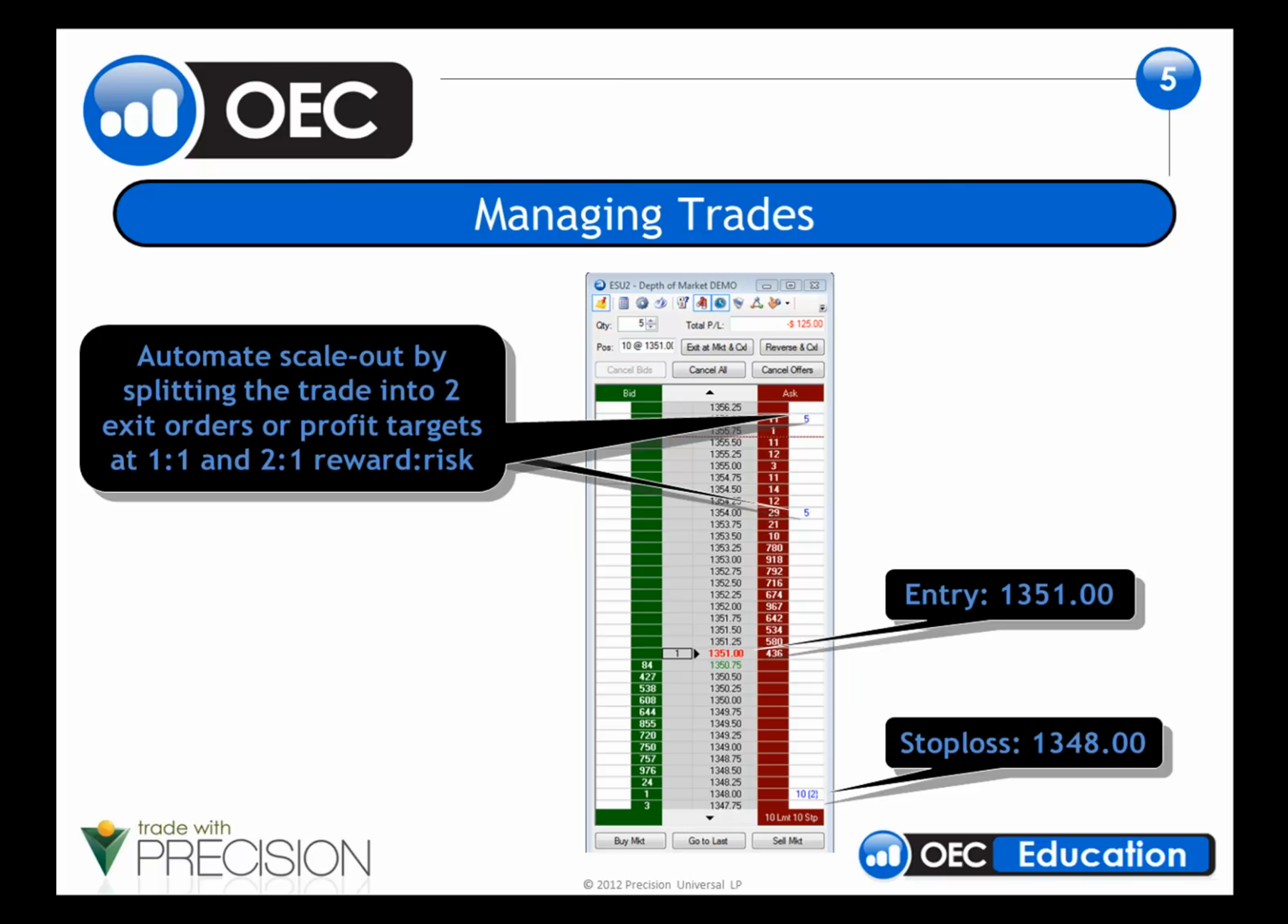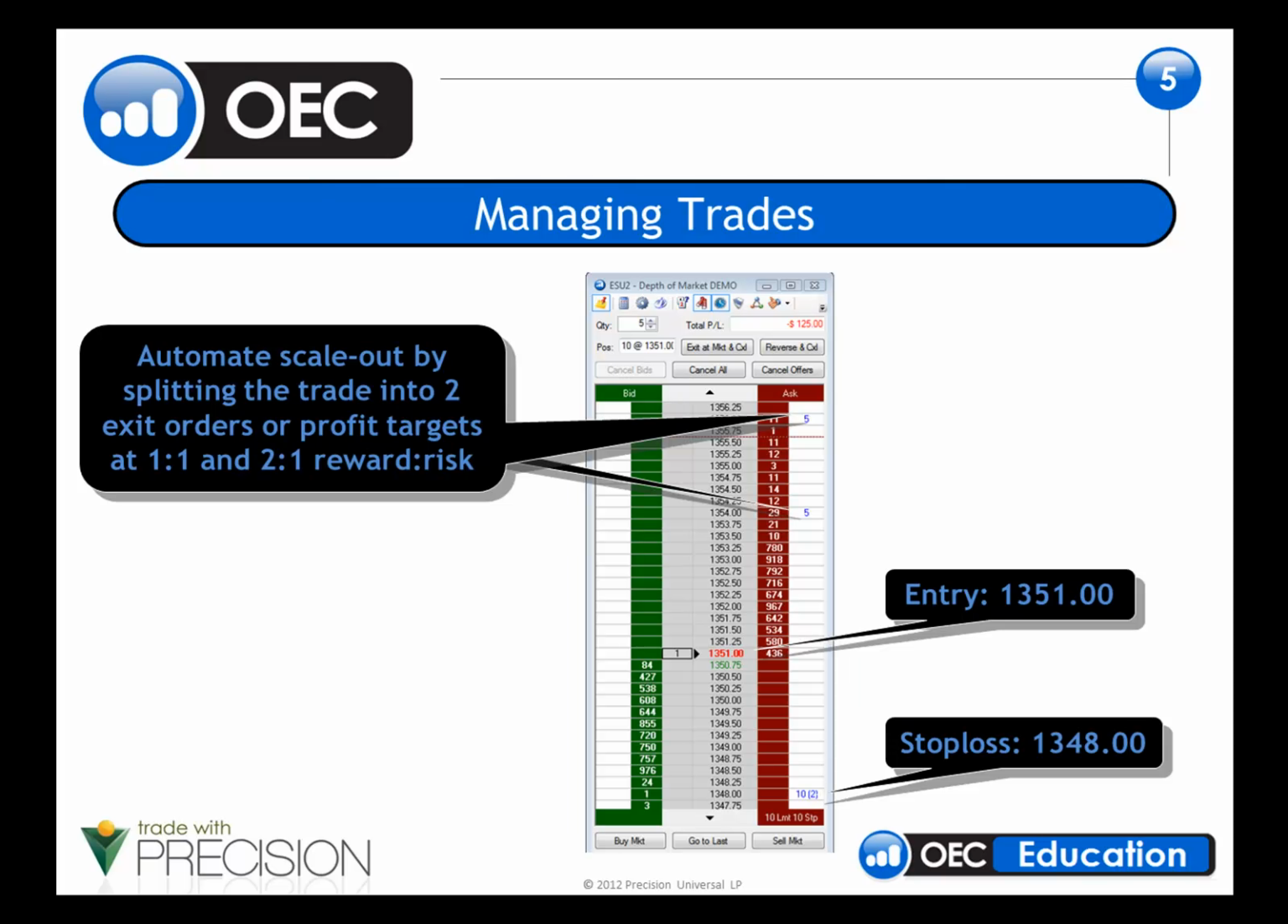Okay, and this is called an OSO and OCO order. So we can have a resting limit order, and once the market reaches our entry price, we are taken into the trade, and the order itself immediately sets our stop loss and our profit targets automatically. So you don't need to be sitting at your screen when the trade is actually triggered.